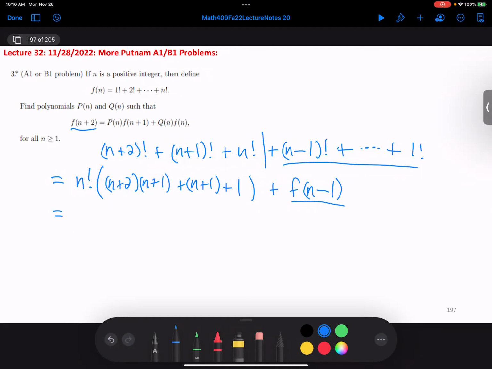So let's see. Next step I have here is, I think what this step is moving toward is we're trying to reconfigure this to get an n plus 1 factorial instead of the n plus 2 factorial. So as we go forward, we get to here.